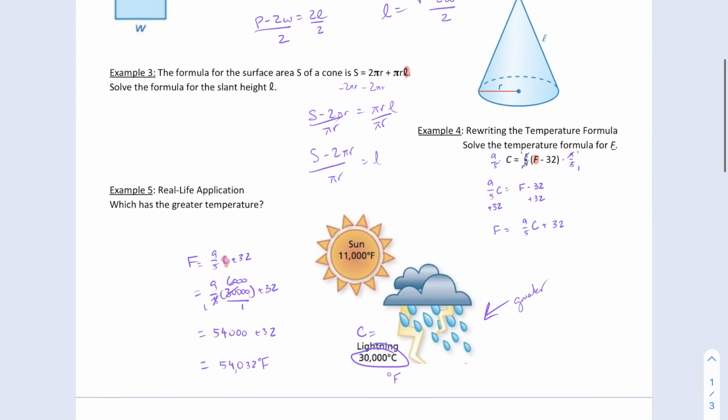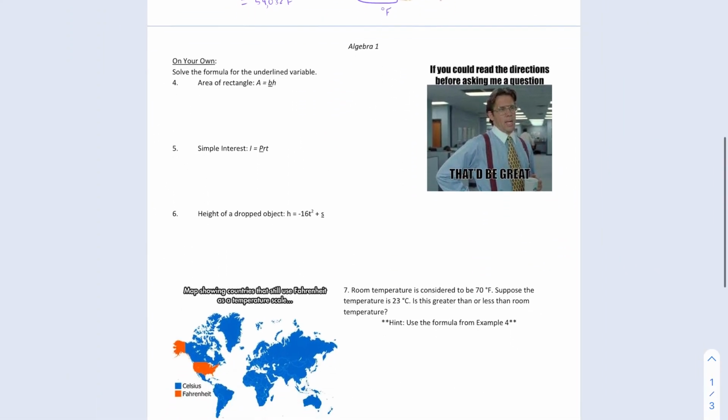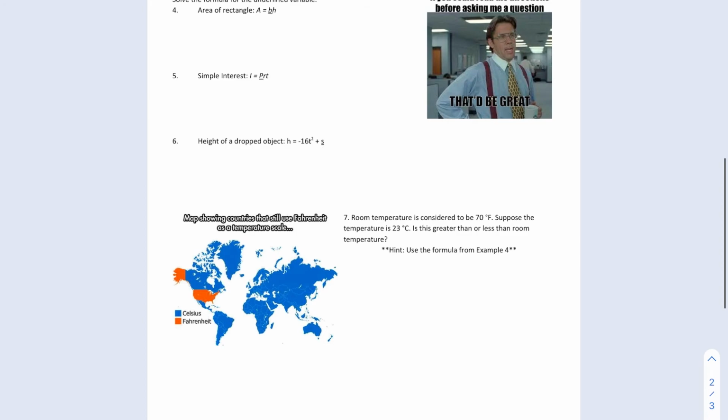So this is your notes for today. I'll leave it here on this page on your own. Why don't you solve for the variable in the underlined variables? So complete 4, 5, 6, 7 on your own. Fill out your level of understanding.